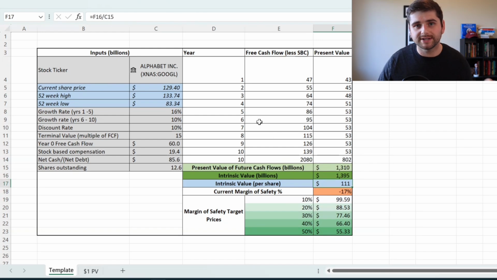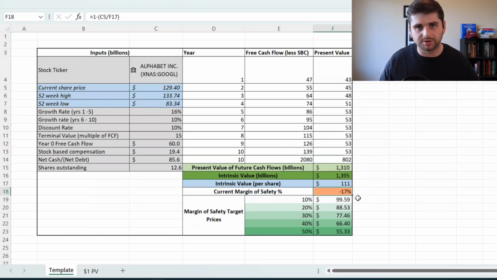Now, unfortunately for us, the current share price of Google is $129 as of recording the video, which is above the intrinsic value. So we unfortunately have a negative margin of safety at the moment. It's looking modestly overvalued using these assumptions, but it does lay out some nice target margin of safety prices for us here as well.